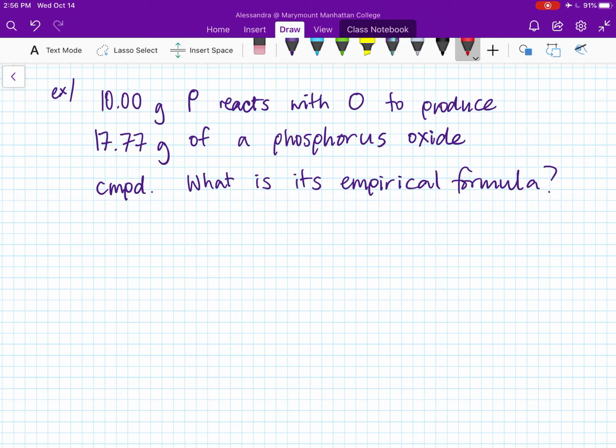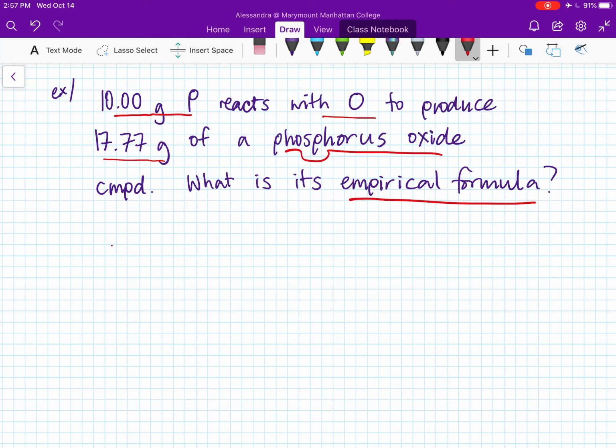All right, this problem puts a little bit of a twist on the concept because I am making you think about a chemical reaction. Let's say that 10.00 grams of phosphorus reacts with oxygen to produce 17.77 grams of a phosphorus oxide compound. What is its empirical formula? Can we use this information to determine the empirical formula of the compound? So here you have to think about what's going on. You're making a phosphorus oxide compound that contains only P and O. And you know how much P you have, and you know how much of the total you have. Can we figure how much oxygen we have?